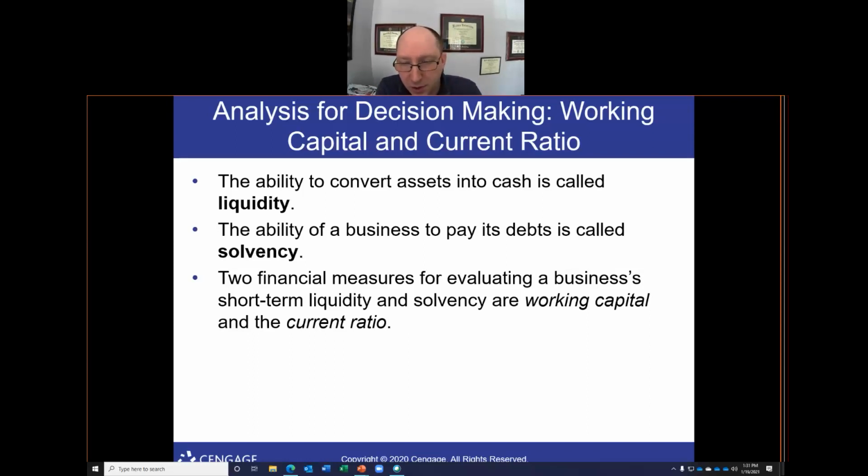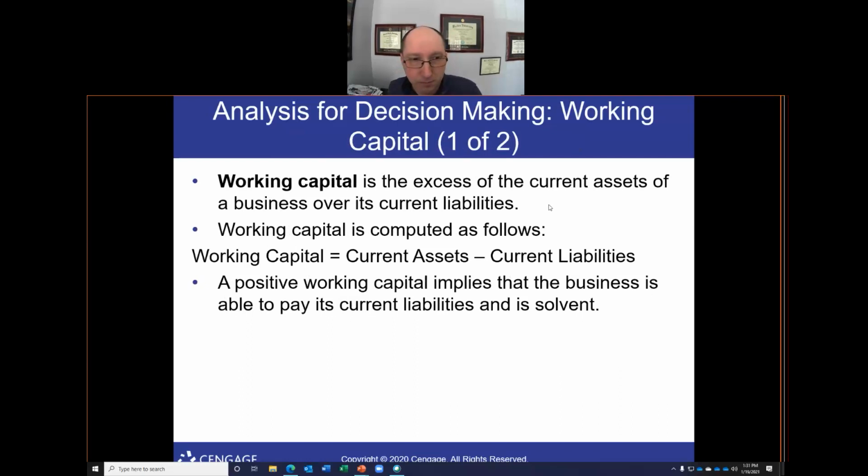Two financial measures for evaluating the company's short-term liquidity and solvency. We call these the working capital ratio and the current ratio. These are very simple ratios. Working capital is the excess of current assets over its current liabilities. This gives the company flexibility to make investments, to make good decisions, right? It's a very simple computation. You take your current assets minus your current liabilities. That equals working capital. Current assets and current liabilities, as you know, are found on the balance sheet.